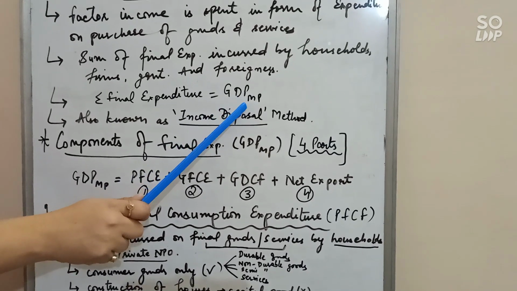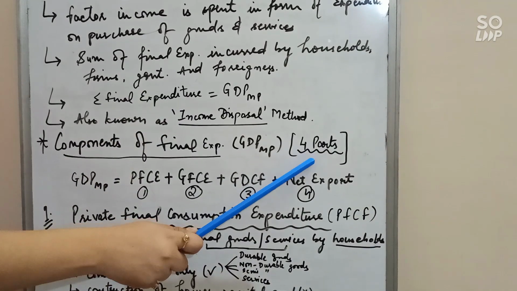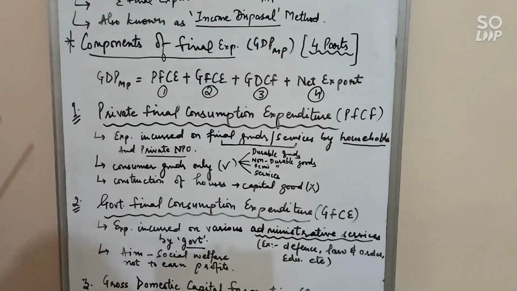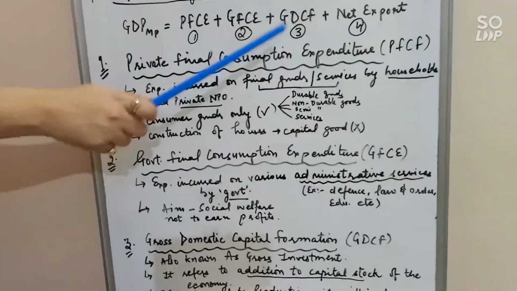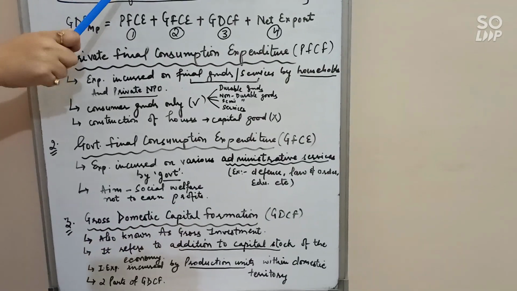To calculate GDP at MP, it means to calculate final expenditure, there are four components, and these are: first, private final consumption expenditure. Now, here students find it very difficult to learn the whole name, that is private final consumption expenditure. So, let's see how you can learn. We have final expenditure, what?